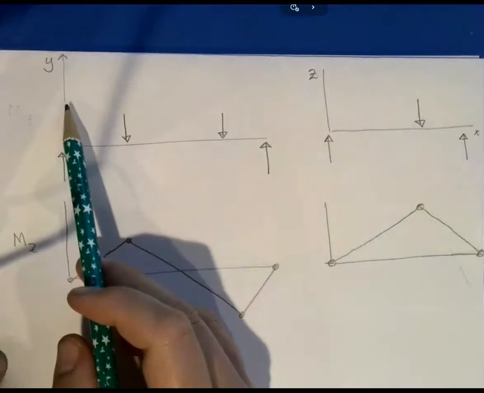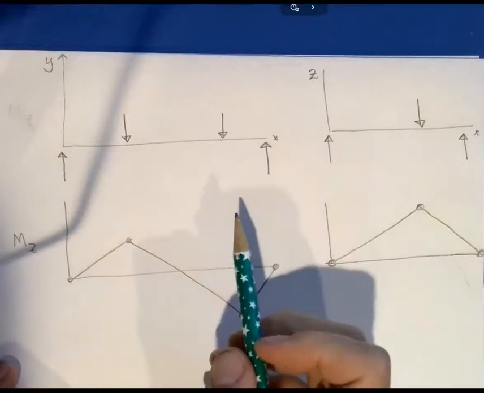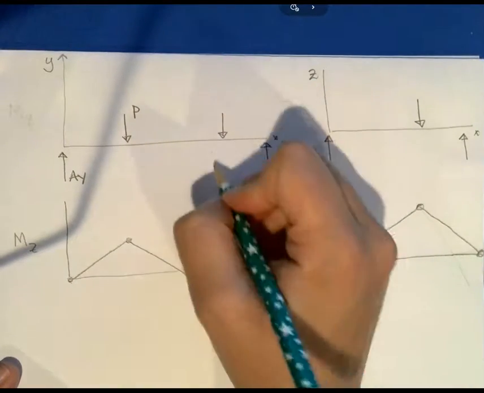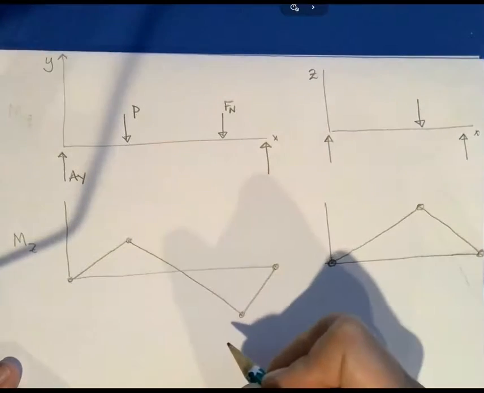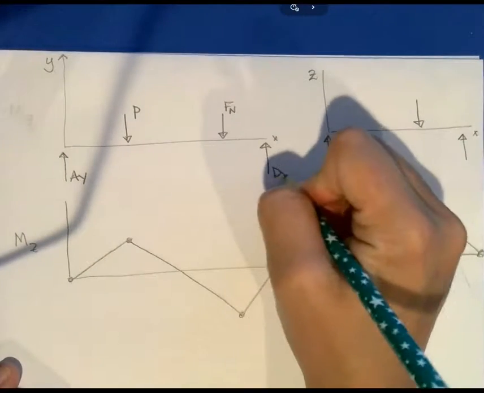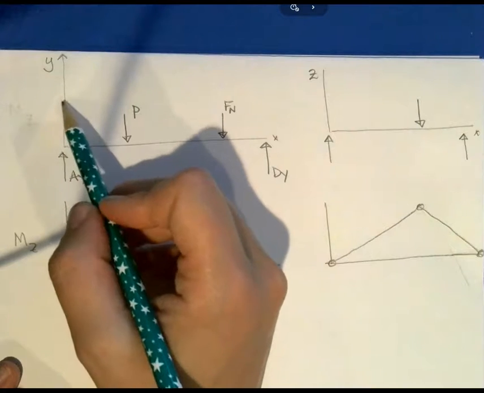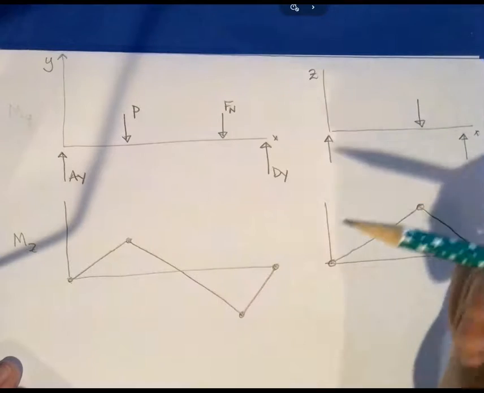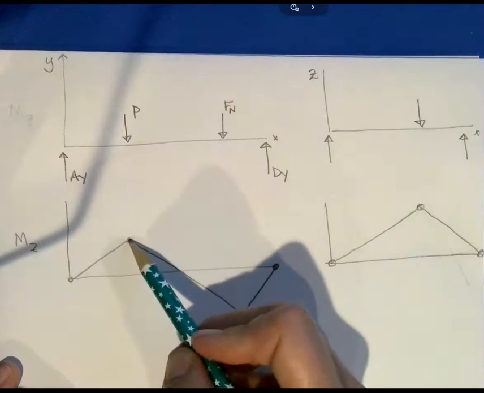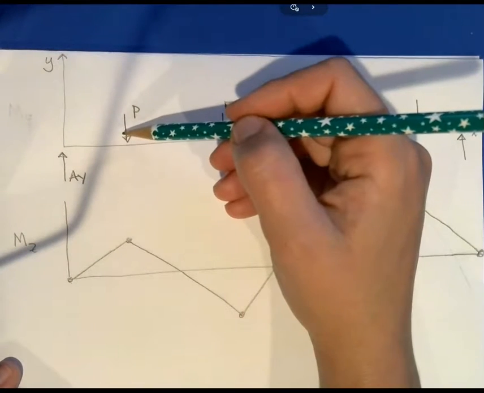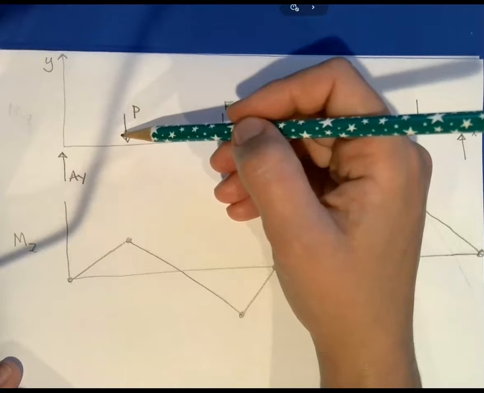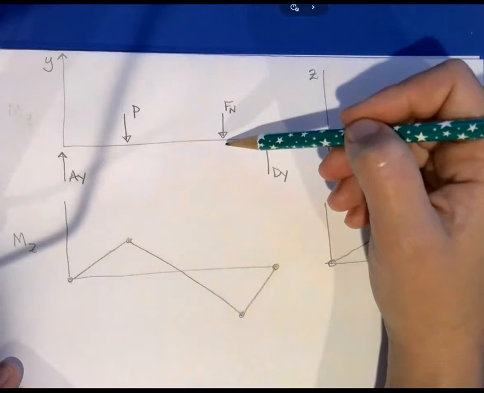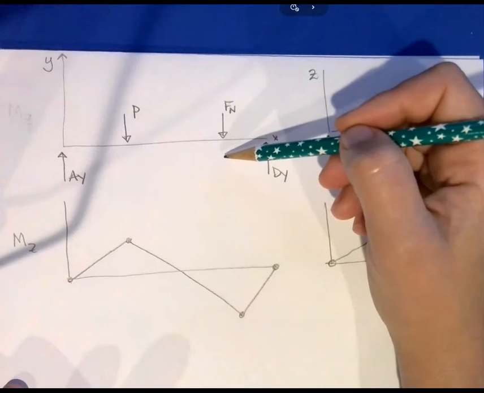So here, if I look on the y-x plane, I have AY, I have P, I have the normal component of the gear interaction, and I have dy. And so here my shear would be positive, and here I can assume, and this is an assumption, so perhaps I am wrong, it steps down, and so my slope decreases, and then it steps down again, so my slope decreases more.